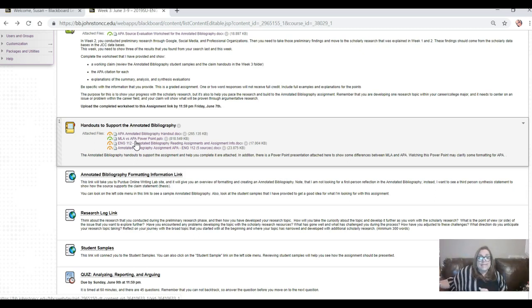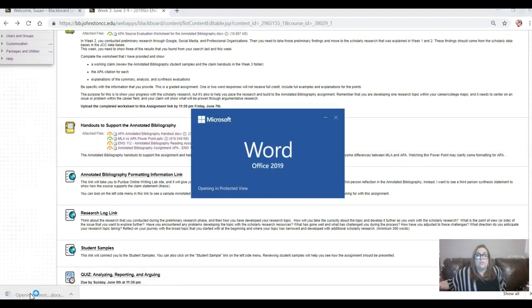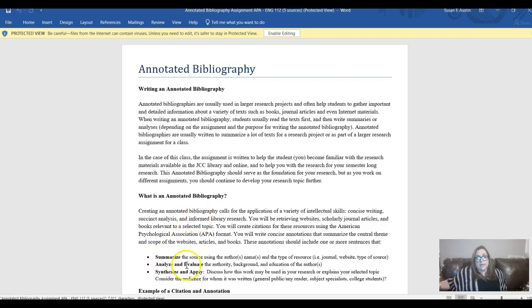Okay, then here's annotated bibliography, reading assignments, and assignment info, and annotated bibliography assignment APA. So here is your assignment. Hopefully you've gone over this already, but I'm going to go over it with you briefly.